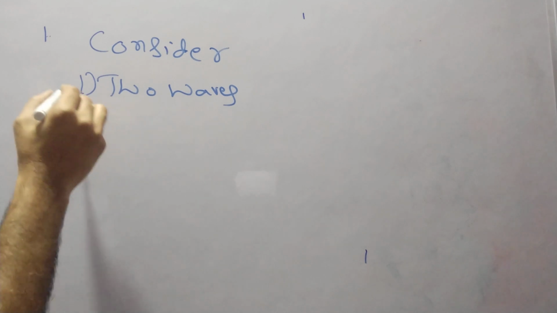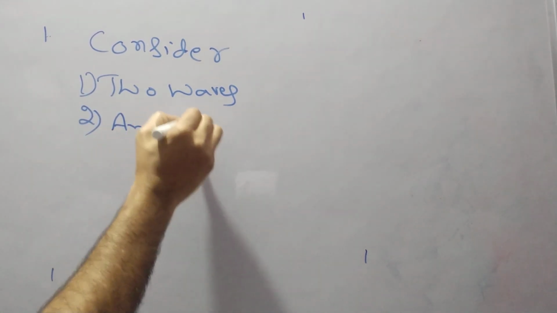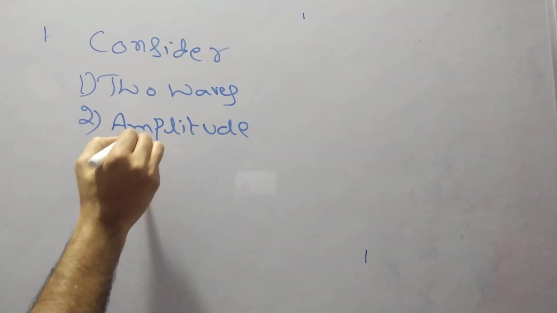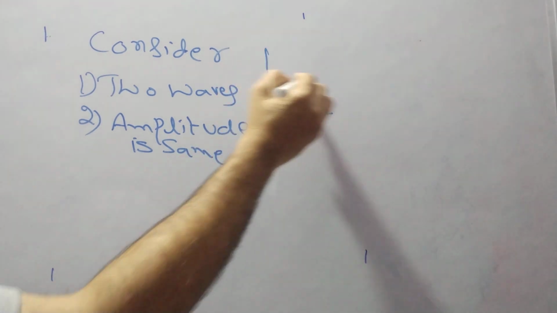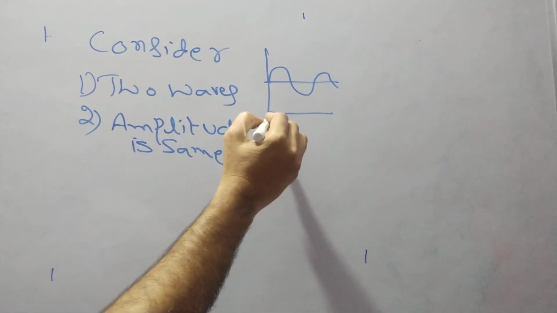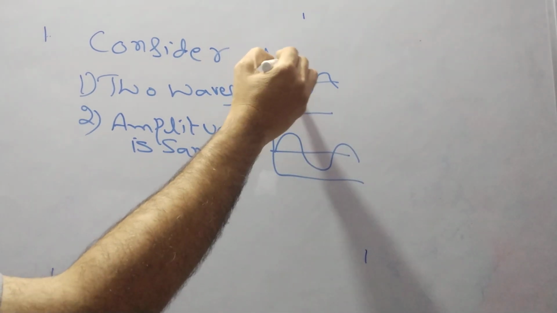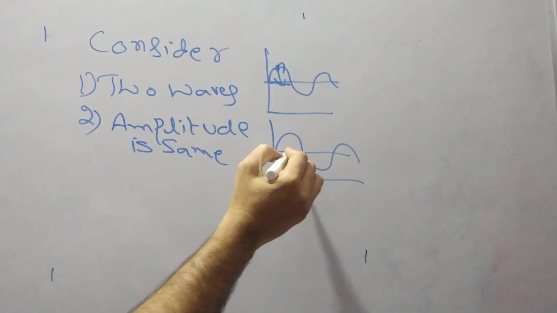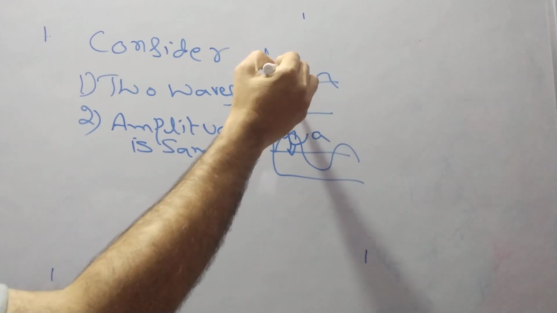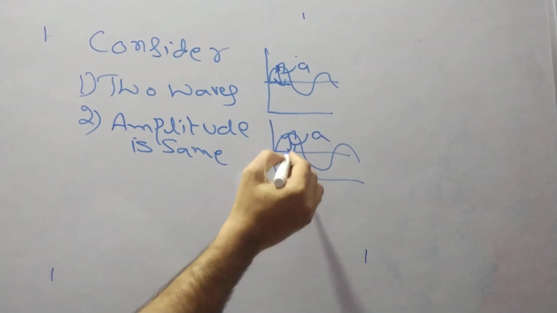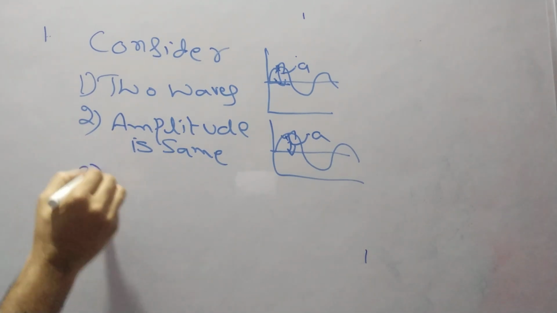What is the other condition? Amplitude should be the same. Means you have to take two waves such that the amplitude is the same. This amplitude is measured from the mean position to the maximum peak. This value should be A, and this distance should be equal. Suppose you take 1 meter, then this should be 1 meter; 2 meters means 2 meters. So the two waves should have the same amplitude.